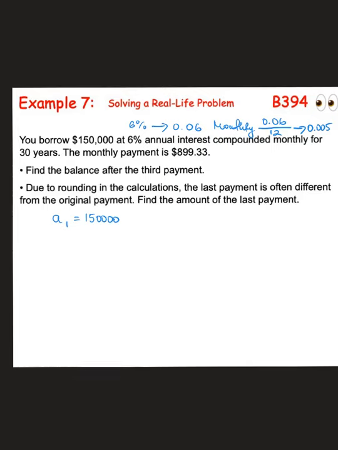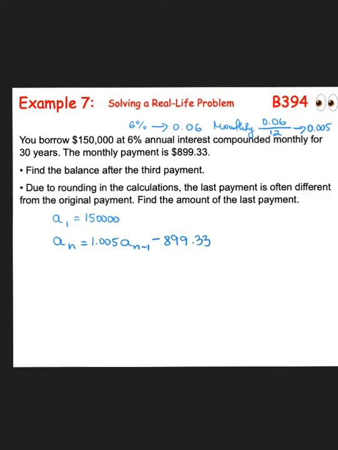So now we can start out by saying our first term is going to be 150,000, and to derive the nth term, we are going to have to multiply the previous term by 1.005, and that's because the interest is adding to the amount, so that's why it's 1.005. And then we are going to have to subtract the payment, which is $899.33. So here is our equation.